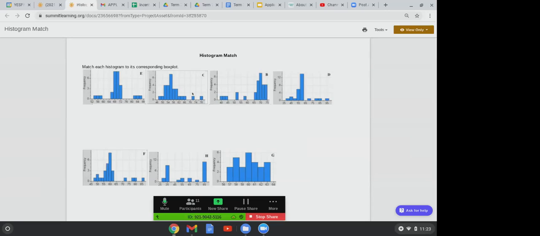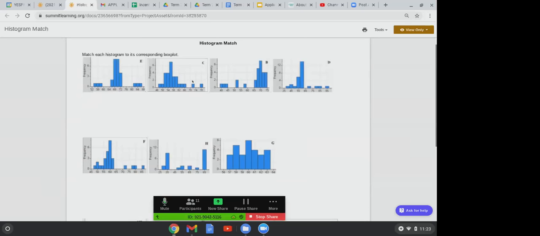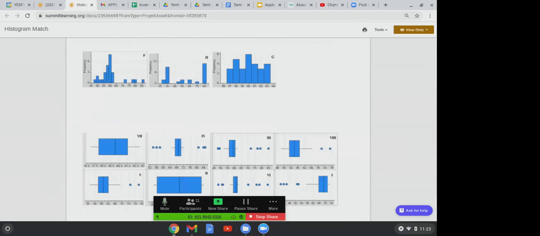Scroll down to the bottom. Look at your box plots. Because they are easiest, because they stand out, because they are outliers, you are looking for a box plot that has 2 outliers to the right of the box plot in the 70s. So again, remember they are Roman numerals, V's and I's. Match them up.